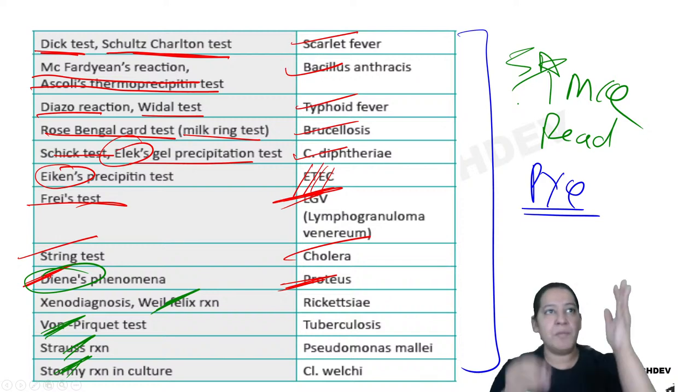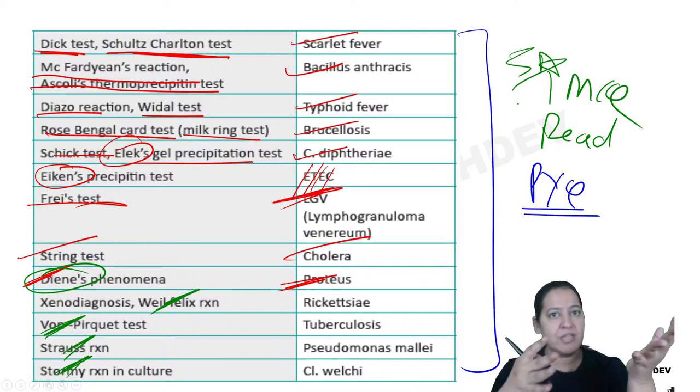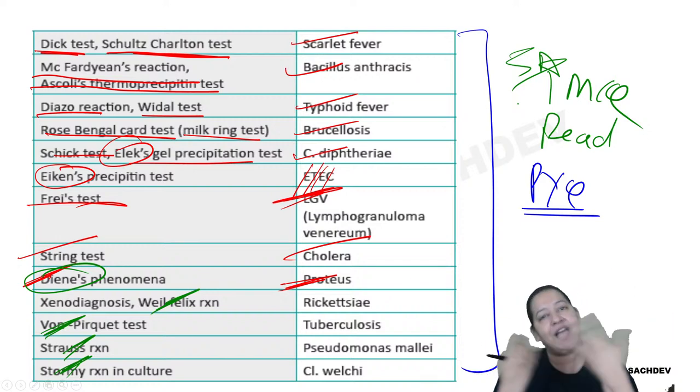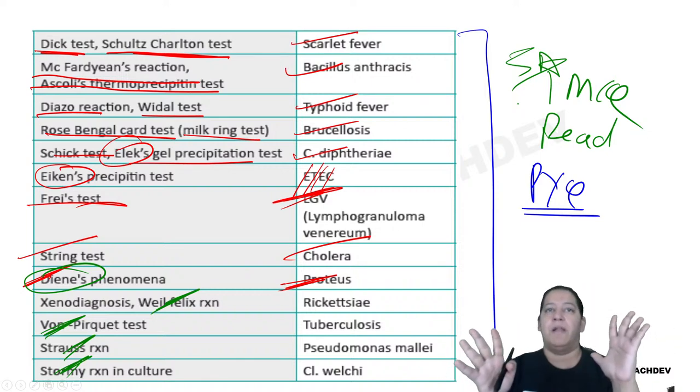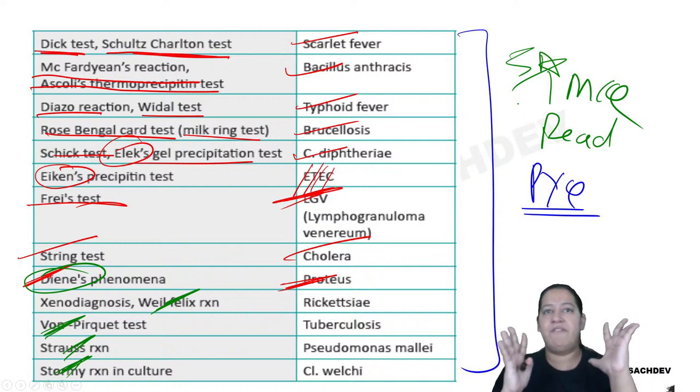Now there is not that much time that I can explain each test, show its diagram, tell its principle. There is not that much time. Time is gone. You have only hardly 20 days in your exam. So learn this table. Learn this table. Please learn this table. Everyone give me a thumbs up.